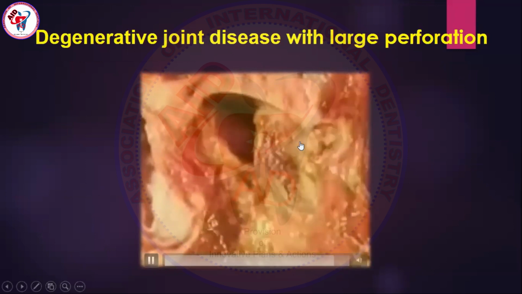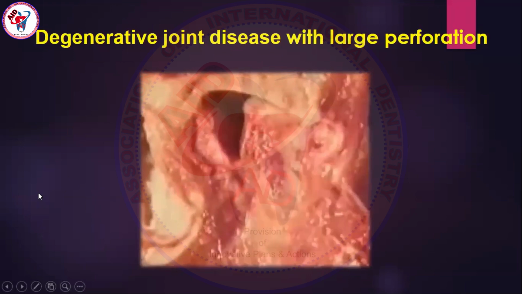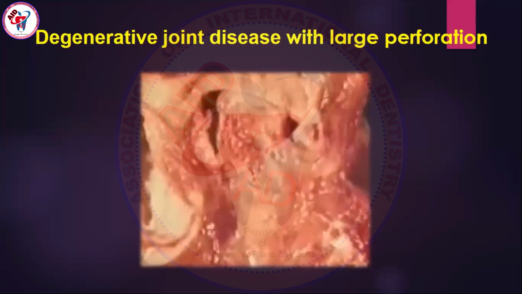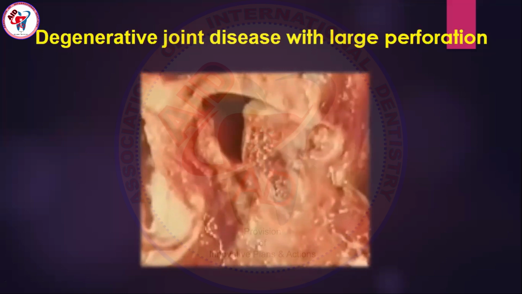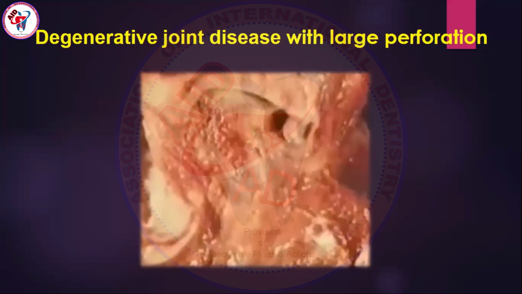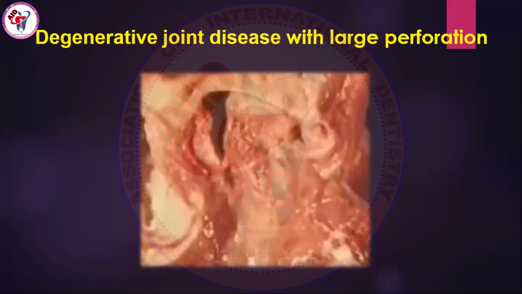And this is the anterior portion of the disc detached. This is the posterior portion of the discal tissue, and you see there is no superior joint space or inferior joint space. It is just going on the head of the condyle with the glenoid fossa surface, and this is a large perforation of the disc. There is absolutely grinding of the surface of the condyle with the surface of the glenoid fossa. There is a severe painful condition. Here the patient is not able to open the mouth at all.